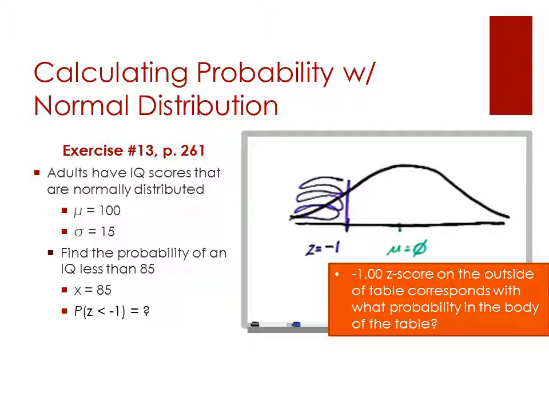Remember, you're going to be coming down your left-hand column for -1.0, and then you're going to come across the top for 0.00, and you come down that column and across the row for -1.0, and the value where they intersect is going to be your probability. So pause the video and do that with your table, and then turn the video back on to check your work.